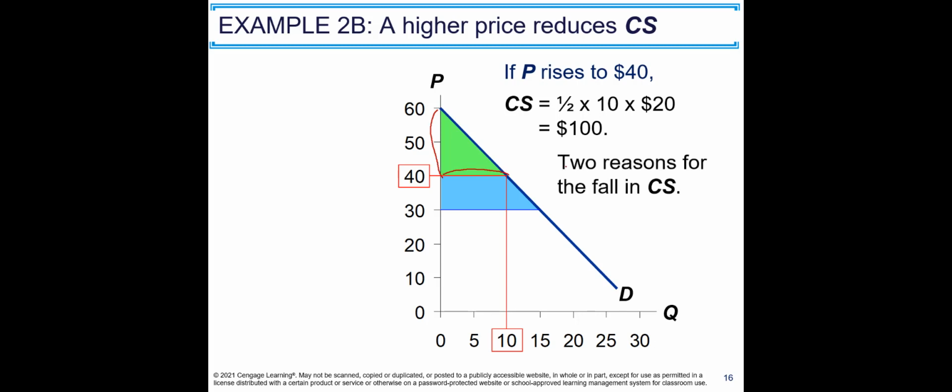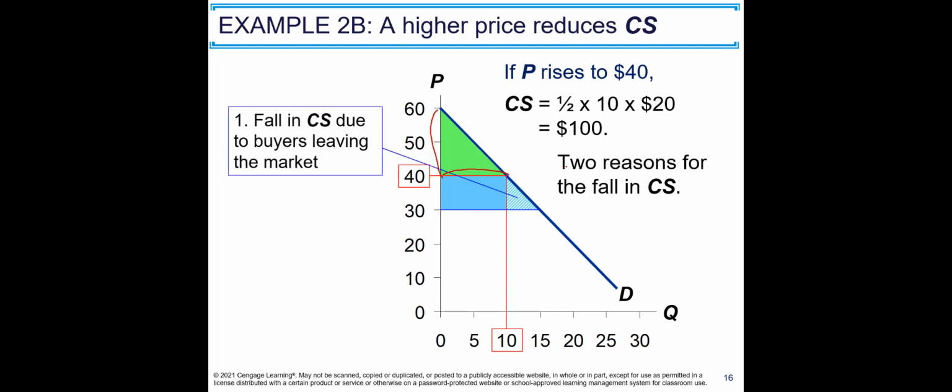So we see a decrease in consumer surplus for two reasons. First of all, there are some consumers here, right? And they leave the market. Why? Because they are not willing to pay $40. So the first reason is a fall in consumer surplus due to buyers leaving the market. And that is represented by this small triangular area.